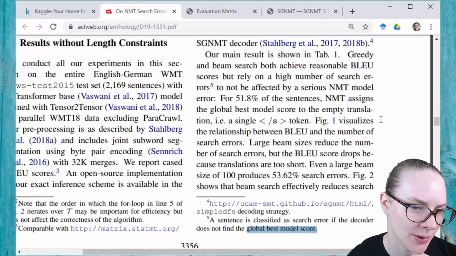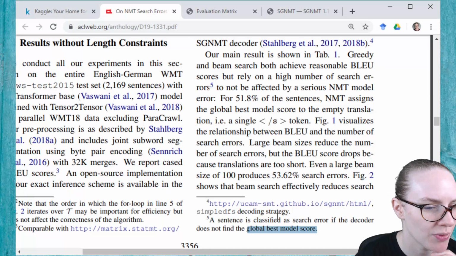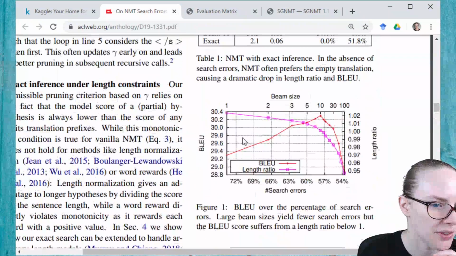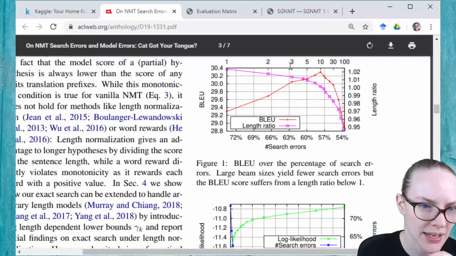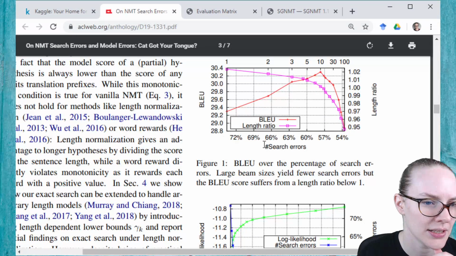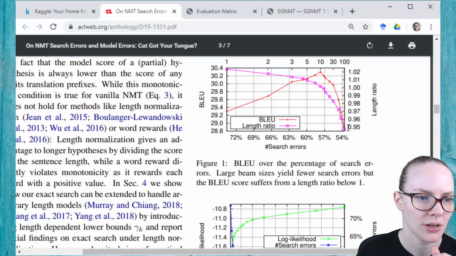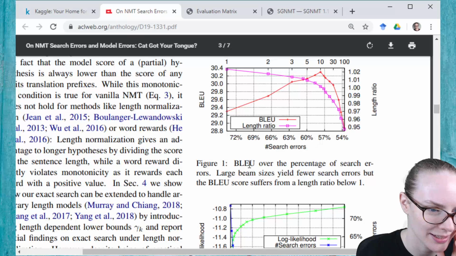Figure 1 visualizes the relationship between BLEU and the number of search errors. Large beam sizes reduce the number of search errors, but the BLEU score drops because translations are too short. So this is Figure 1 here. This is the beam size, and this is search errors, and this is BLEU, and this is length ratio. Oh, this is too many axes. I'm having trouble reading this. So BLEU over the percentage of search errors. Large beam size yields fewer search errors, but the BLEU score suffers from a length ratio below 1.